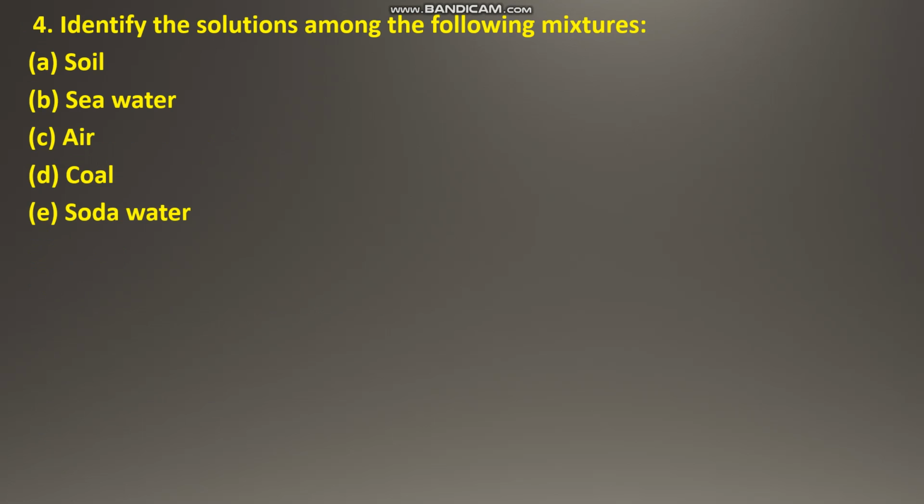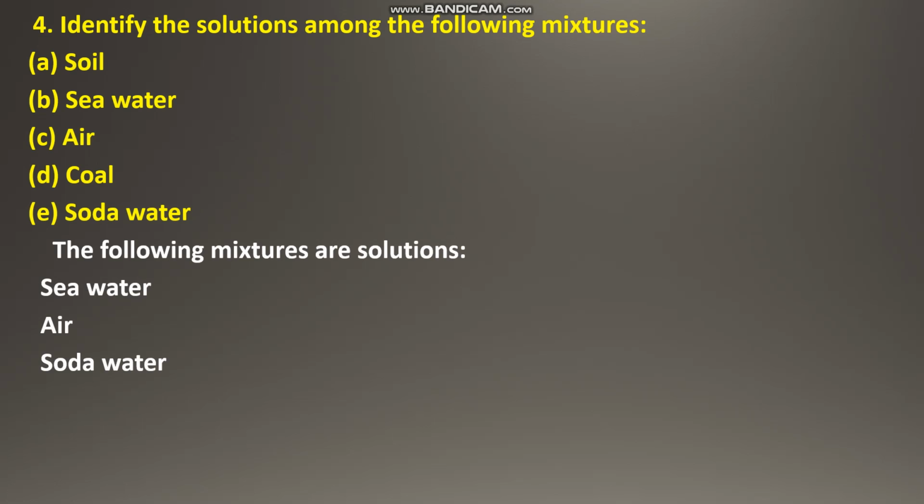Next question. Identify the solutions among the following mixtures. You know what is meant by a solution? It is a homogeneous mixture of two or more substances. So here soil is not a homogeneous mixture, so it is not a solution. Seawater is a homogeneous mixture, so it is a solution. Air is also a homogeneous mixture of different gases, so it is a solution. Coal is not homogeneous. Soda water is a homogeneous mixture, so it is a solution. So let us see the answer. The following mixtures are solutions: seawater, air and soda water.